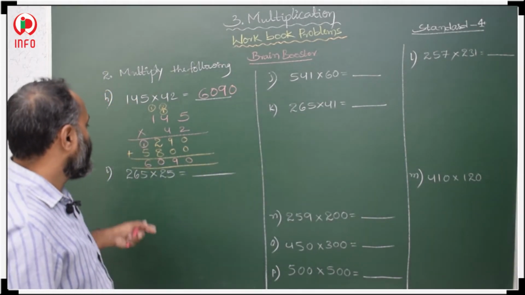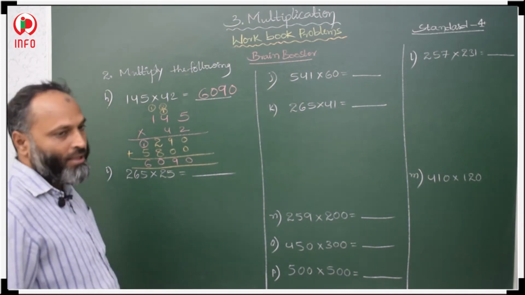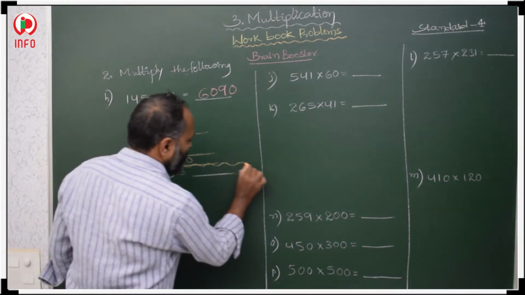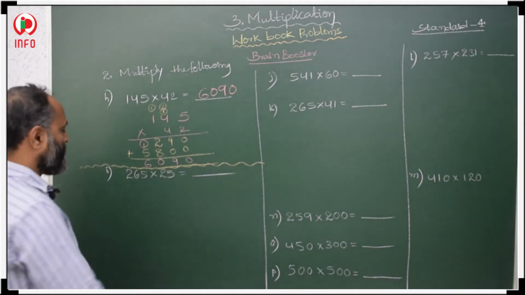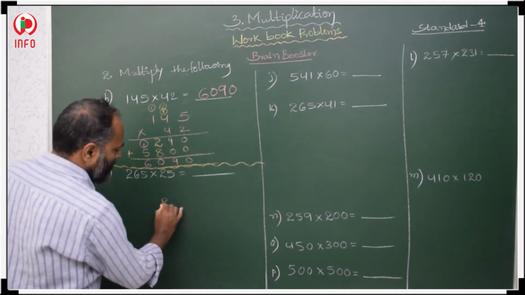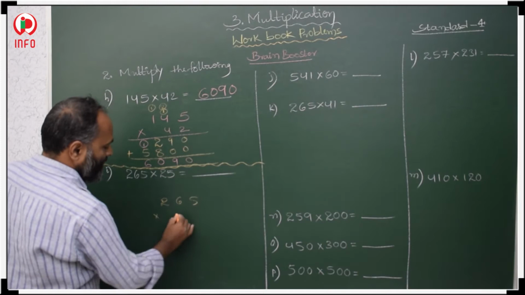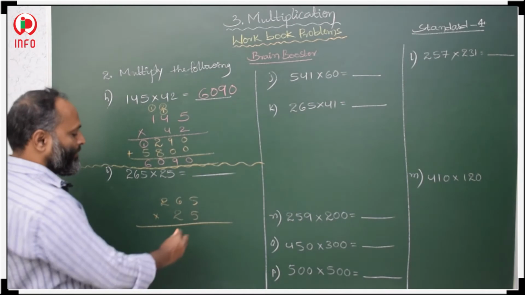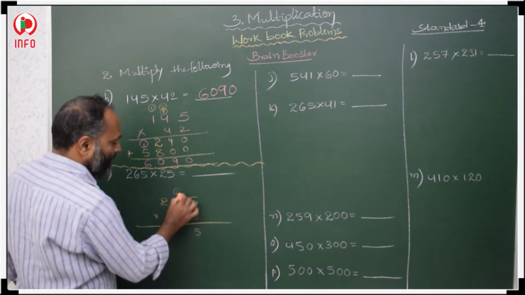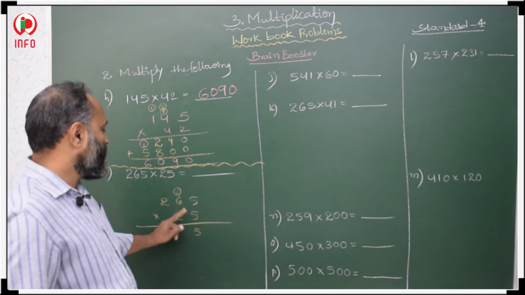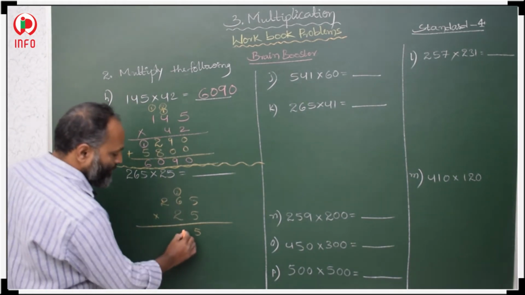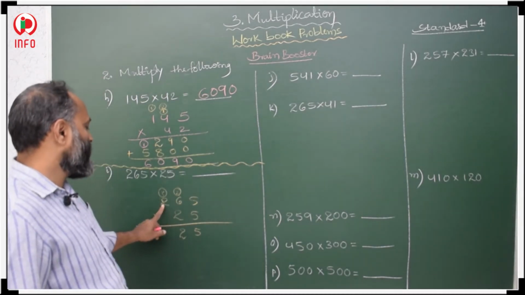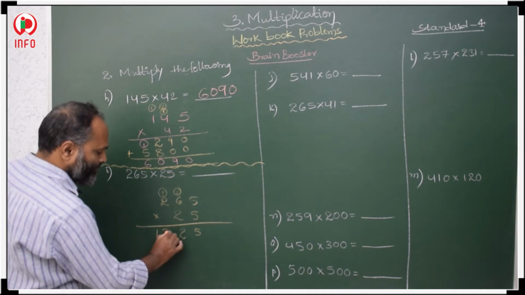Now, here the same. 265 we have to multiply with 25. Then multiply with 25. Now, with 5 first. 5 5s are 25, 2 carry over on tens place. 5 6s are 30, 30 plus 2, 32 and 3 carry over on hundreds place. 5 2s are 10, 10 plus 3, 13.